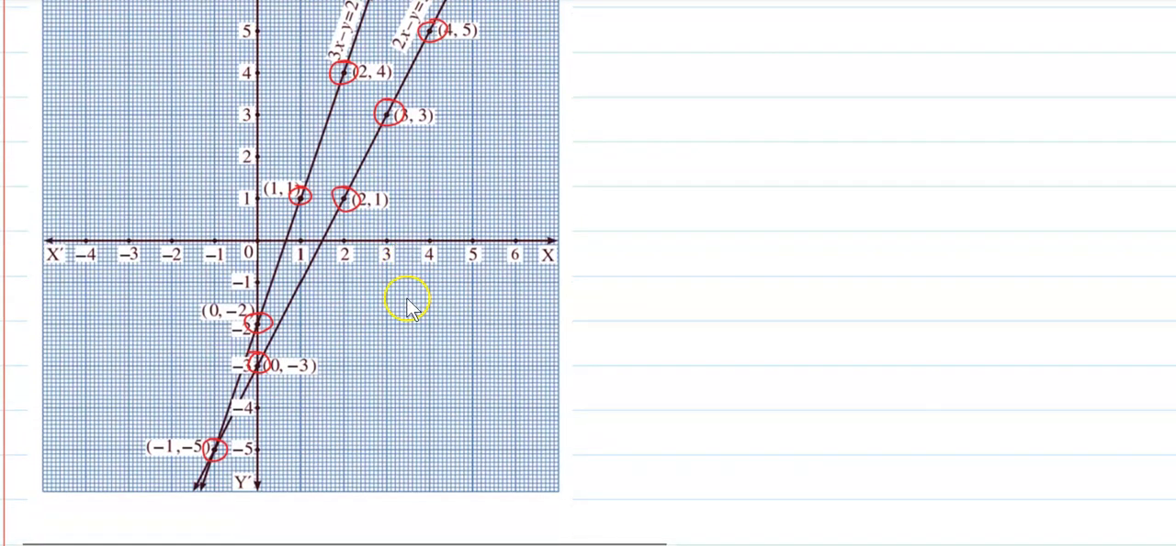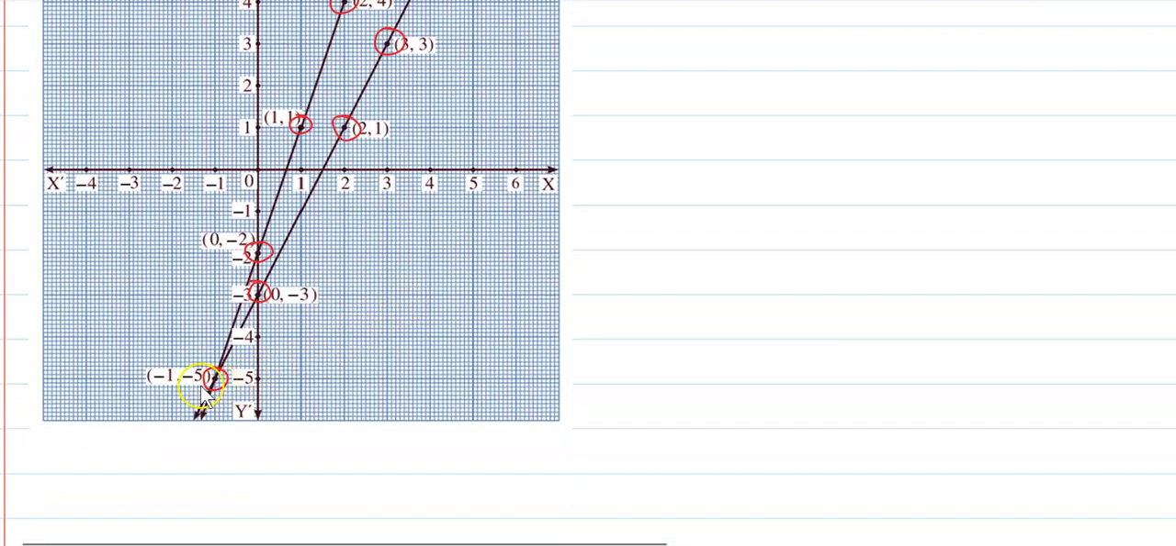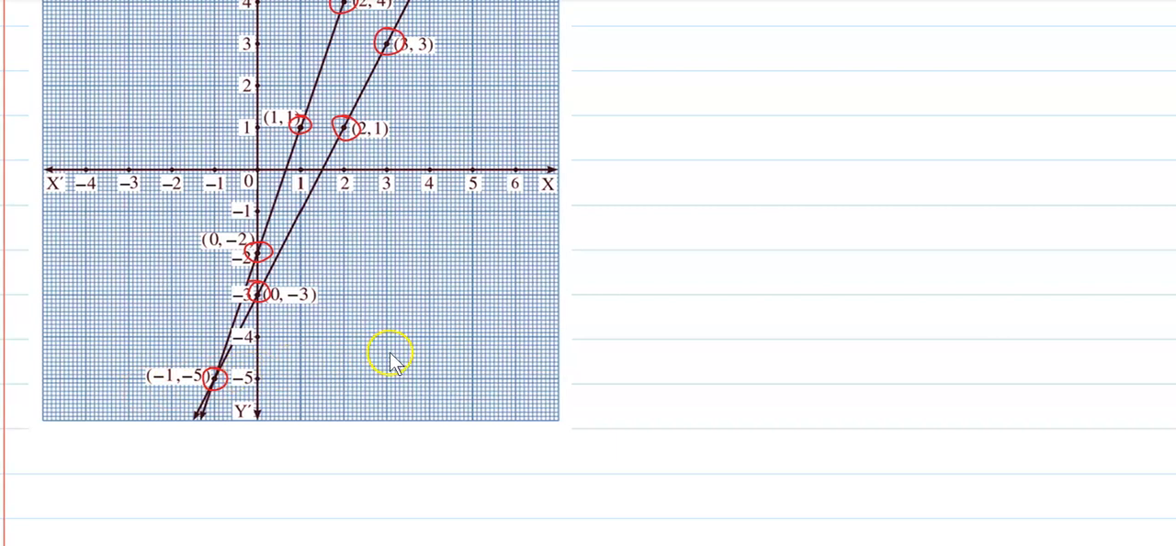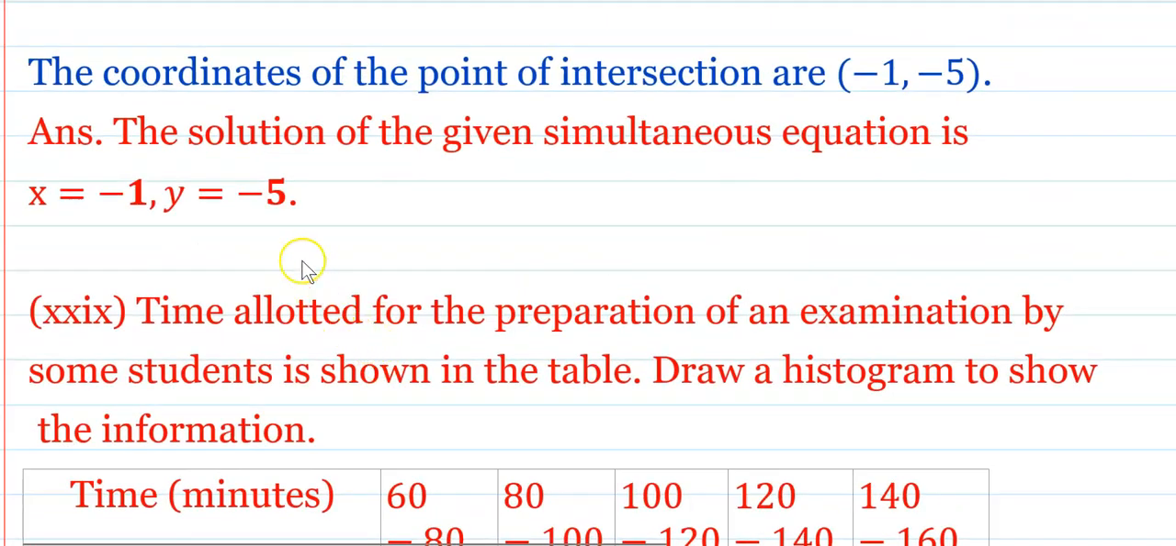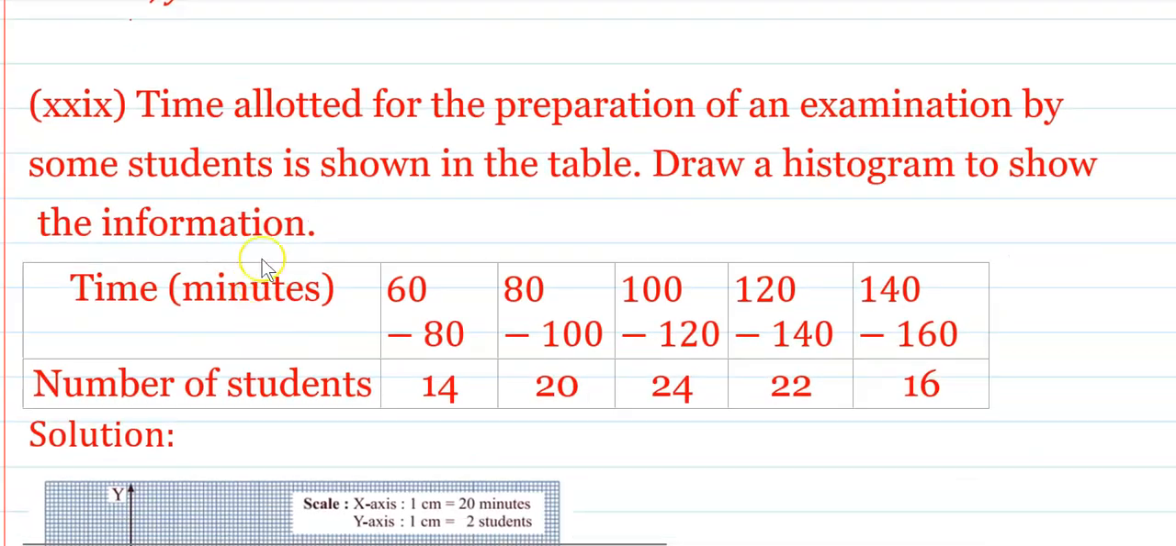Their point of intersection is (minus 1, minus 5), and hence the coordinate of the point of intersection is (minus 1, minus 5). The solution of the given simultaneous equations is x equals minus 1, y equals minus 5. Okay, now the next question.